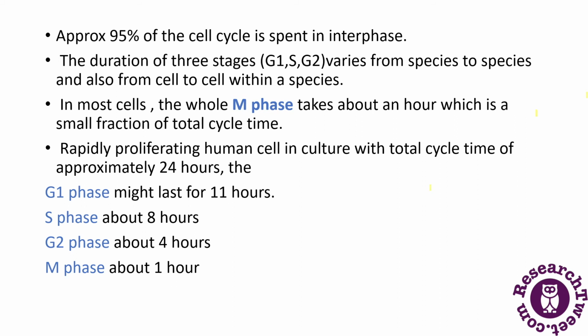So the duration of the three stages varies from species to species and from cell to cell within a species. In most, the whole M phase takes an hour, which is a small fraction of the total cell time. So M phase approximately takes an hour. Then these are some of the time durations of how a cell cycle takes place in the body.